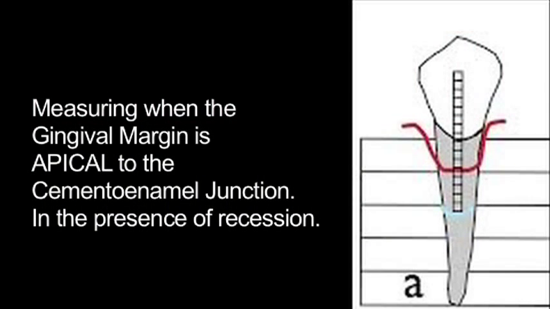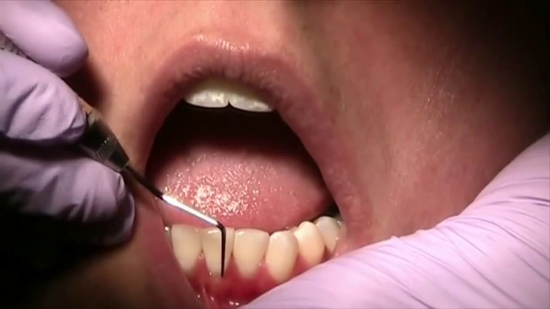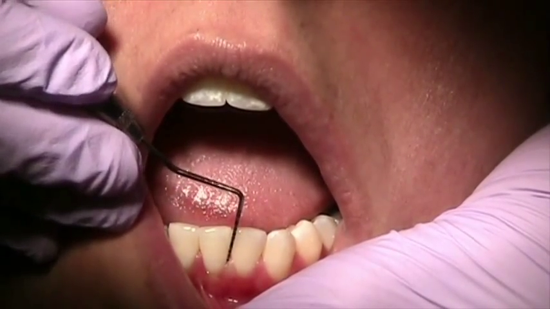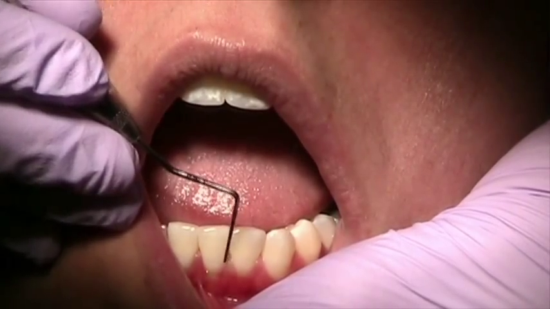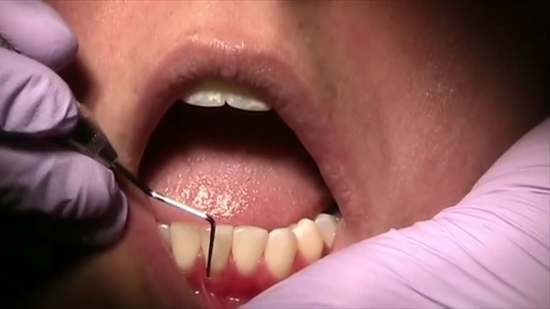Next, we will measure the clinical attachment level when the gingival margin is apical to the cemento-enamel junction. In this case, the patient will have recession present. Again, we will begin by recording the probing depth. When recording the probing depth, the clinician is measuring from the base of the pocket or sulcus to the gingival margin. Here the probing depth is 1-1-1.